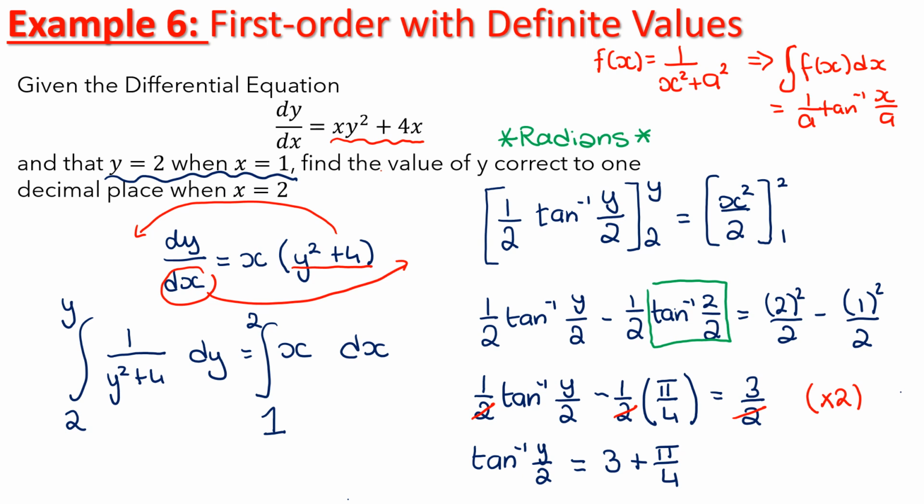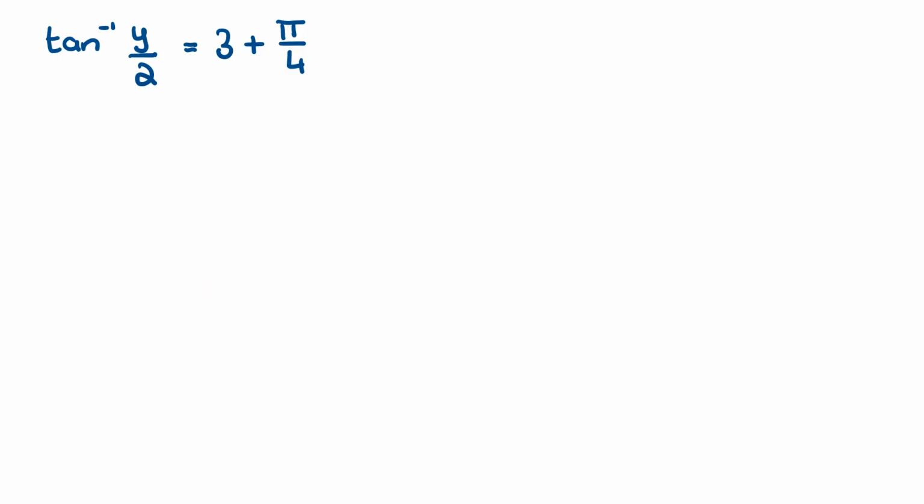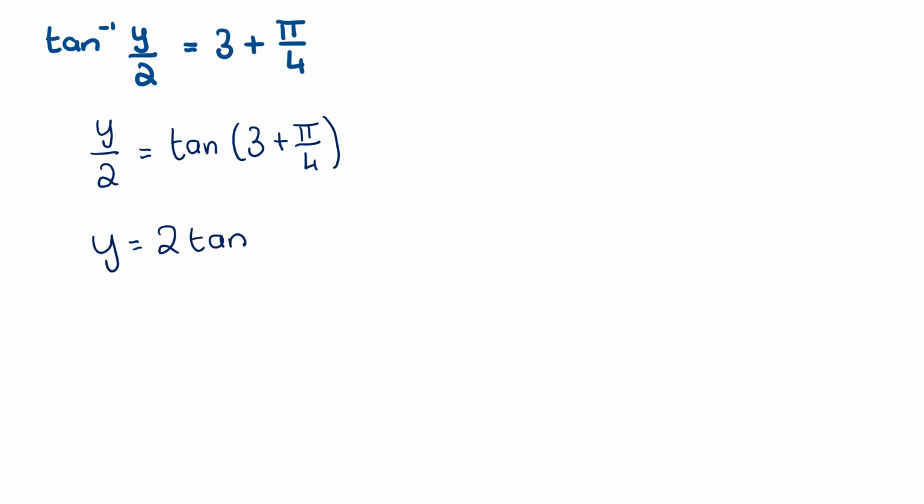Remember, we're trying to find the value of y. So we're going to bring that tan inverse across. When it comes across, it becomes tan. So we're going to do the tan of 3 plus pi over 4. So y is equal to, bring that 2 across, y is equal to 2 tan 3 plus pi over 4. You can start messing around with identities here if you really want to use page 13. However, it's going to be much more efficient to go to your calculator. Make sure you're in radian mode.